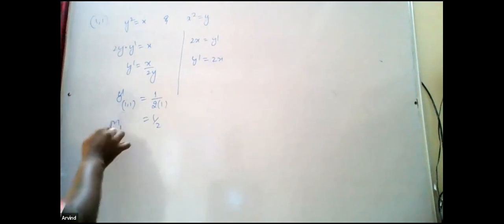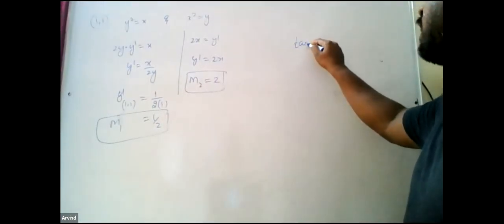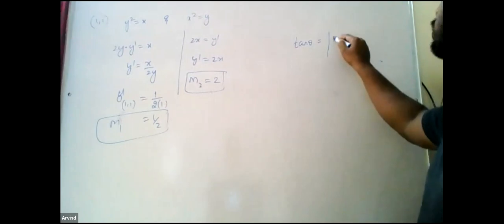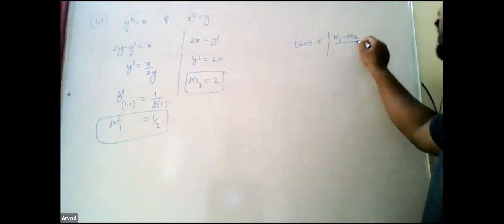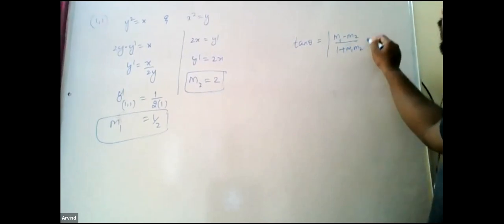So let's take this as m1. So our slope 1 for the first curve is 1 by 2. So ಇದಕ್ಕೆ m2 ಅಂತ ತಗೊಳ್ಳೋಣ. x ಗೆ 1 ಹಾಕೋಣ. 2 into 1 is 2. So this is our m2. Now let's find the angle. So tan theta equals modulus of m1 minus m2 divided by 1 plus m1 m2.